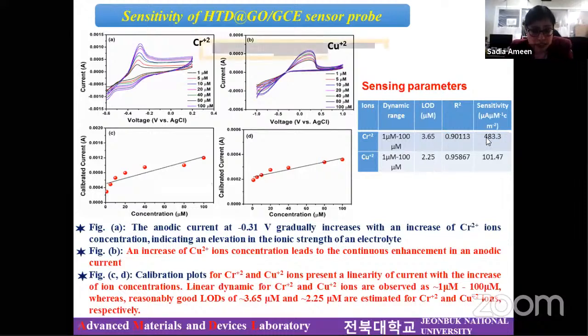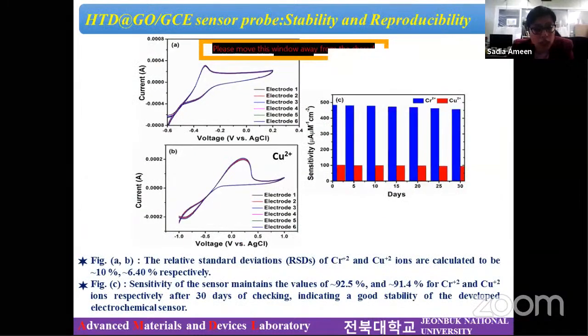These are some of the electrochemical characterization properties which we have done, and we have found a promising sensitivity for the case of chromium, and in case of copper it is 101.47. Since we want to make sure that our material is stable enough, we have made different electrode materials. In each case, we have taken 6 electrodes and prepared them under the same conditions. And we didn't find any much difference in all the electrodes.